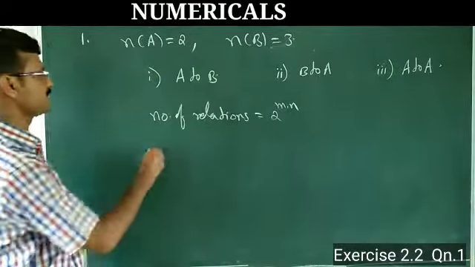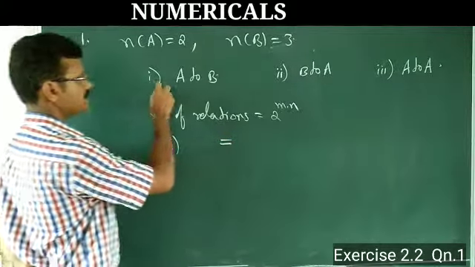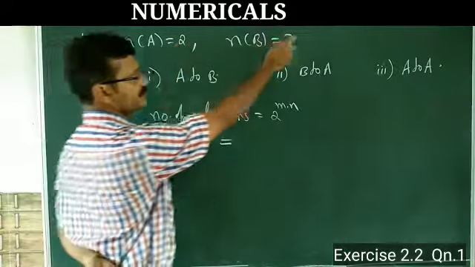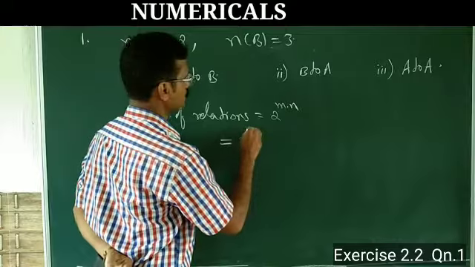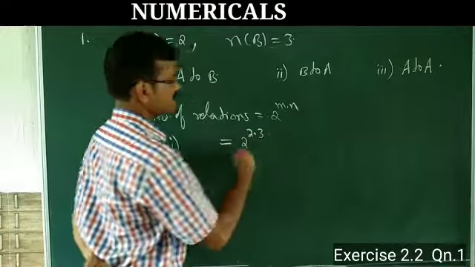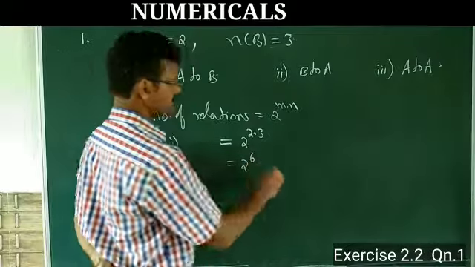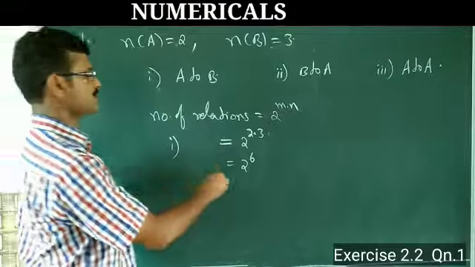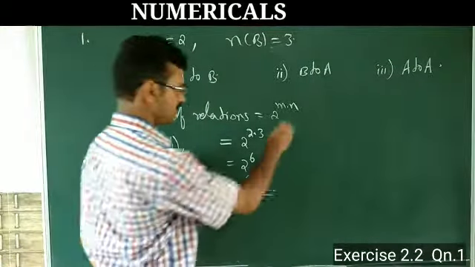So if you use this in the first case, number of relations from A to B: A is having 2 elements, B is having 3 elements. So it will be 2 to the power 2 into 3, that is 2 to the power 6. 2 to the power 6, we know how much it is? 64. It is coming to 64. This is the first part.